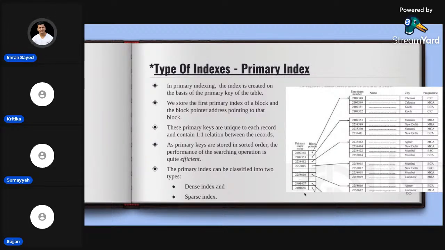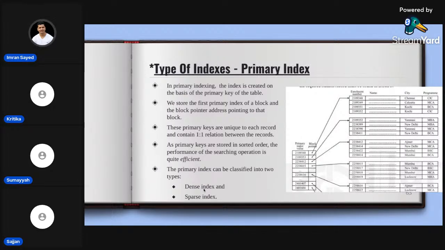So this is your primary index. The first column contains the primary key, which is the key to the first record in the block. One block contains multiple records, so it's going to use the key of the first one, and the second column will be the pointer to that block, so it'll contain the pointer address to that block. Because they are in sorted order, it's easy for us to access it and it's faster.